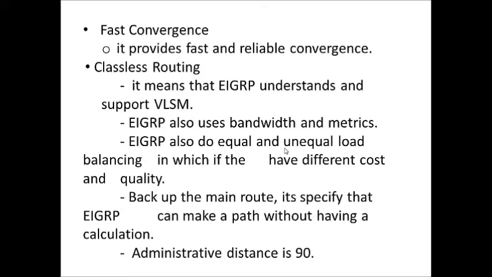to the other router. Next is the classless routing protocol. It means that EIGRP understands and supports VLSM. EIGRP also uses bandwidth and metrics. EIGRP also does equal and unequal load balancing, in which paths have different costs and quality. It also backs up the main routes. It is specified that EIGRP can make a path without having calculations, and its administrative distance is 90.